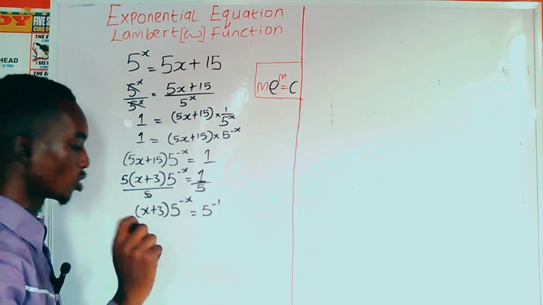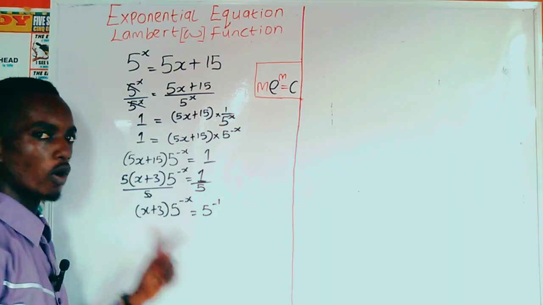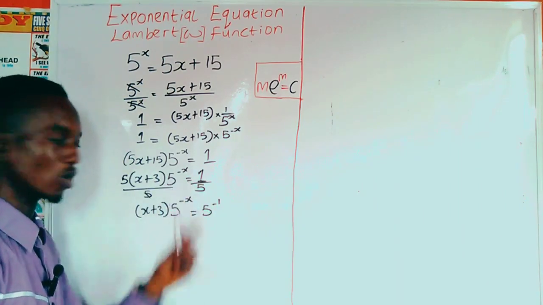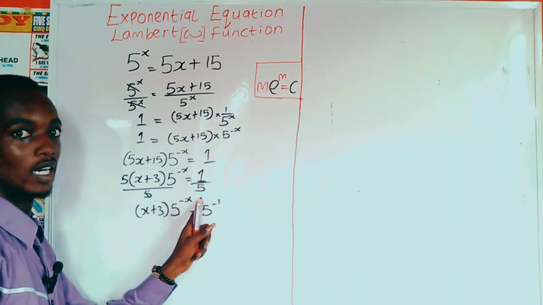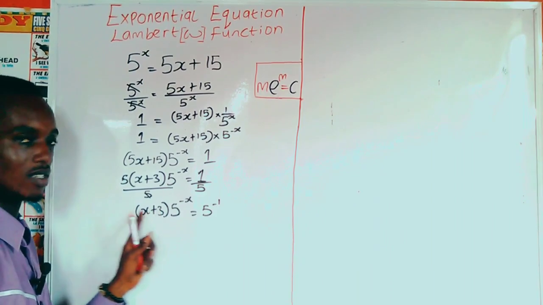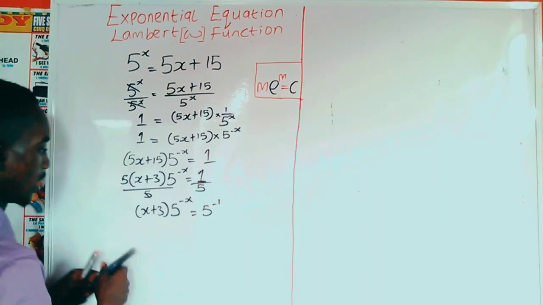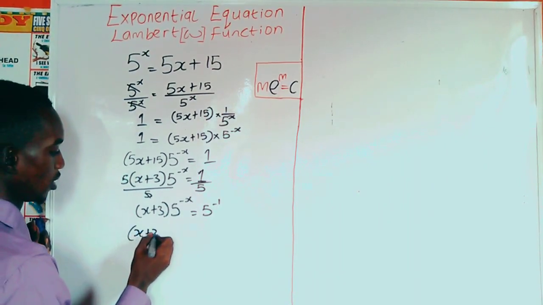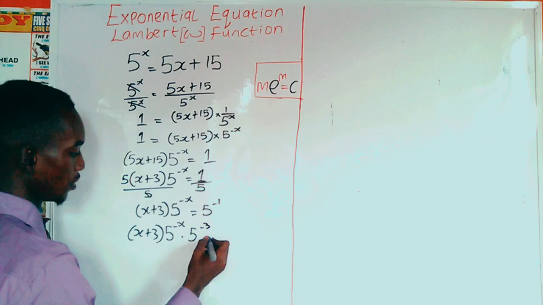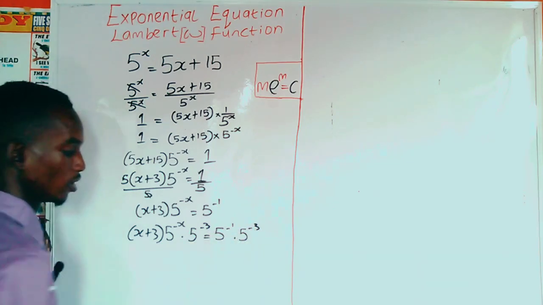Very easy. First of all, let's introduce the 3 here. We're going to multiply both sides by 5 raised to the power negative 3, not 5 raised to the power 3, because if we have plus 3 here, it's very hard for us to make the sign the same as this. So the best is to multiply both sides by 5 raised to the power negative 3, right? So we have x plus 3, 5 raised to the power negative x times 5 raised to the power negative 3 equals 5 raised to the power negative 1 times 5 raised to the power negative 3.